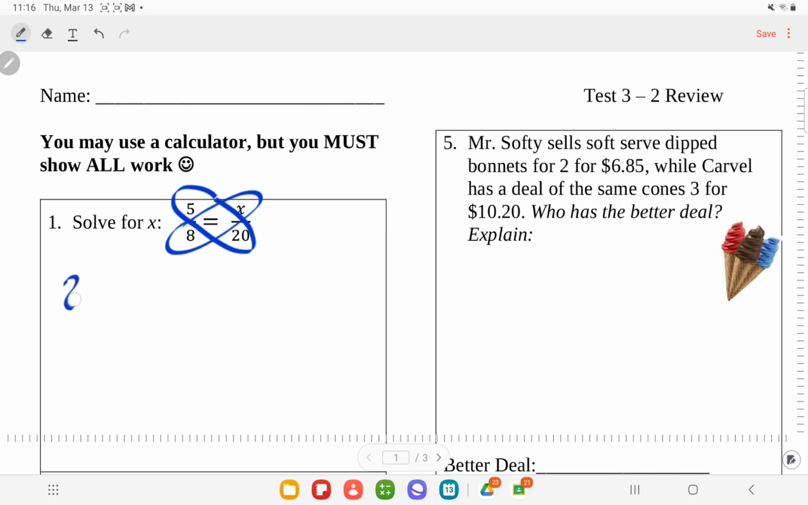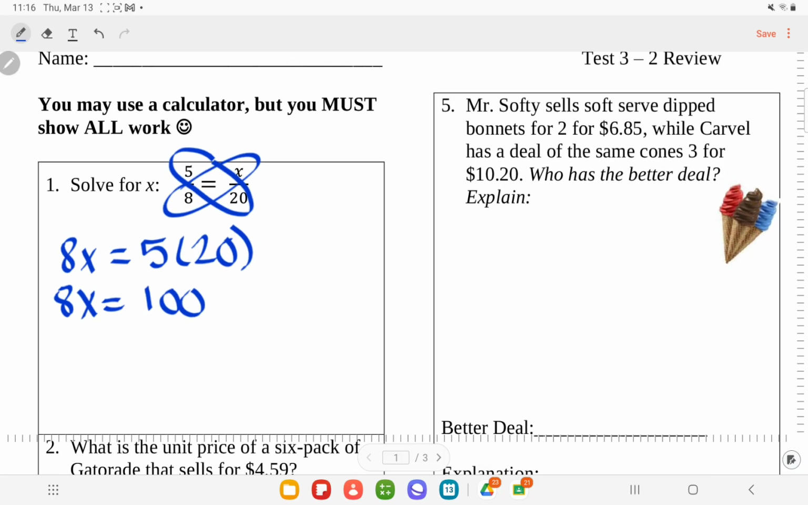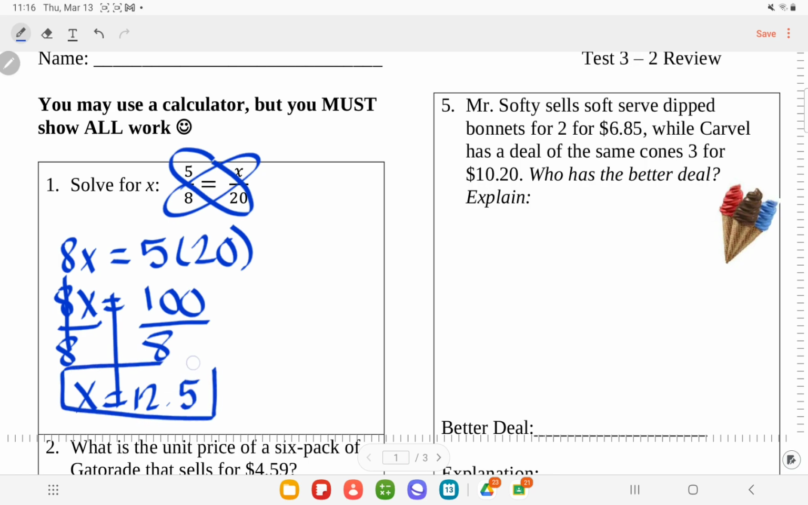So 8 times x gets you 8x. Then I put the equal sign, and 5 times 20. And then we can do 5 times 20, and that equals 100. And now we're solving for x, so we have to put the line through the equal sign and get rid of that 8 by dividing by 8 on both sides, and we get x equals 12.5. This question does not ask you to round, so you're going to give it to them in the full answer that we had. All right, number 2.